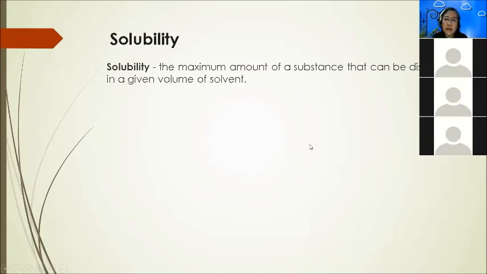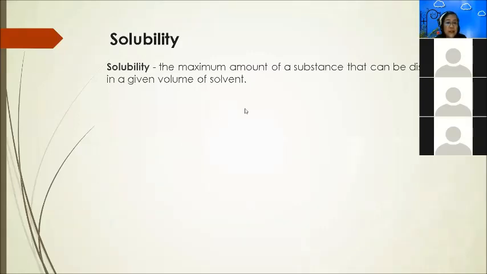Solubility is the maximum amount of a substance that can be dissolved in a given volume of solvent. Okay, di ba? If you have a glass of water and then you add, let's say, sugar or salt, and then you shake or probably stir and then nadi-dissolve. And then you keep on adding, and then you stir. Right now I want you to have a mental experiment of what we are talking about.